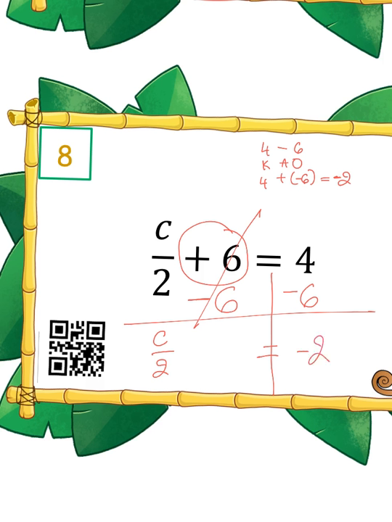Okay, C divided by 2. What is the inverse of division? Multiplication. So I multiply by 2 on both sides. So 2 over 2 is 1. I'm left with C equals negative 4. A negative times a positive, your answer is negative.